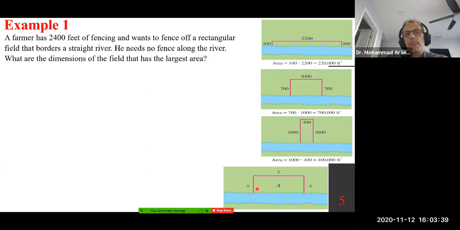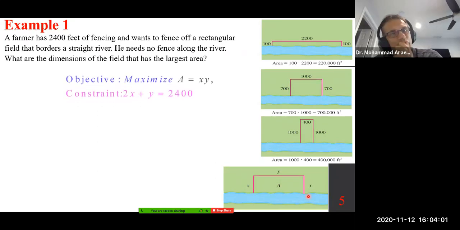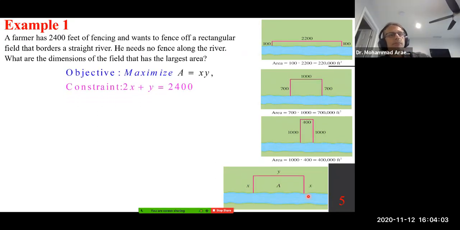Objective. What is our constraint? In other words, what is the limiting factor? Take a look. We have only 2,400 feet of fencing. So we are looking at the perimeter, which is normally 2x plus 2y. But in this case, it's 2x plus only 1y because we don't need anything along the river. Therefore, this is the translation, class. The objective is to maximize the area, which is x times y, and the constraint is 2x plus y equals 2,400.